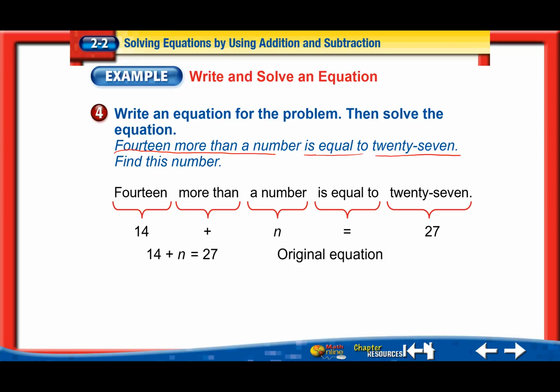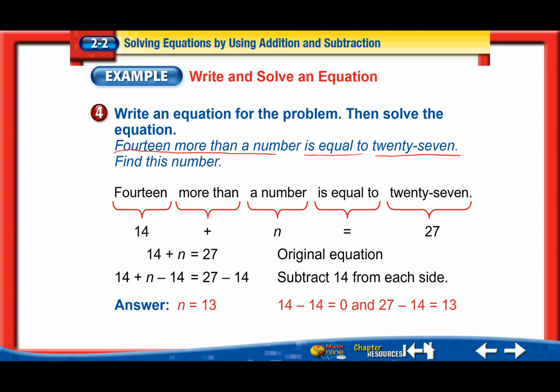Now we got to solve it. So we'll subtract 14 from both sides. So 14 and 14, these would cancel. That cancels, that cancels. That's what happened here. 27 minus 14 comes out to 13.